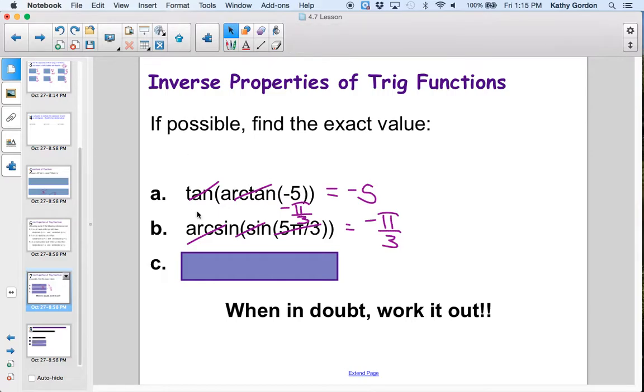All right, how about this one? Can I just cancel those two? Yes. Pi is inclusive. So it's yes. It's okay, I got tricked on this one too.